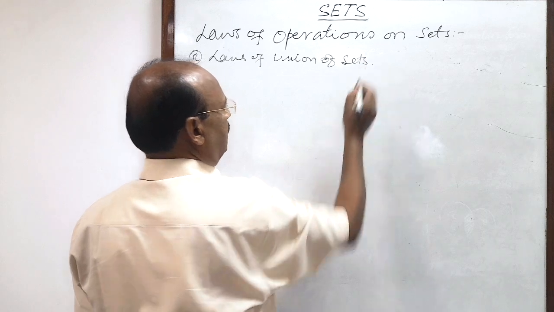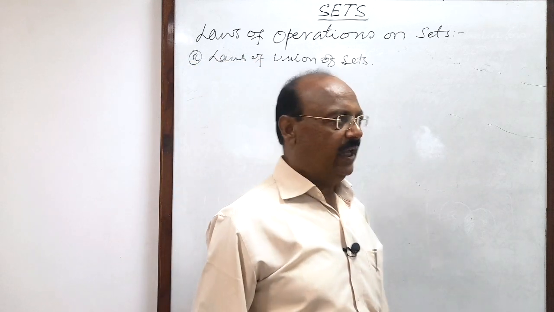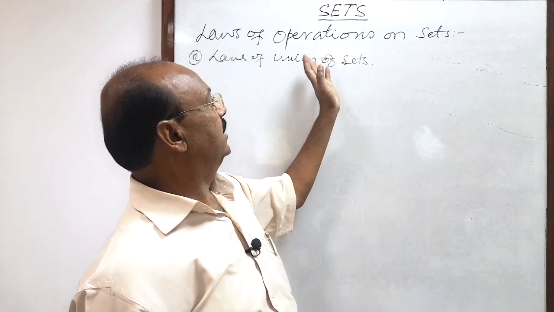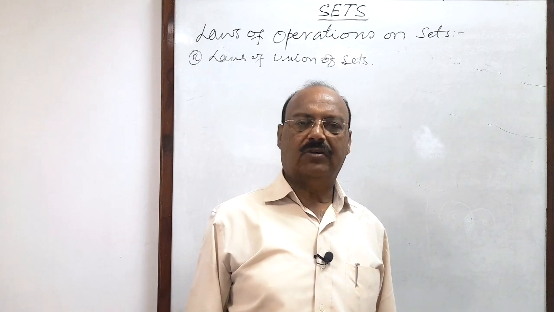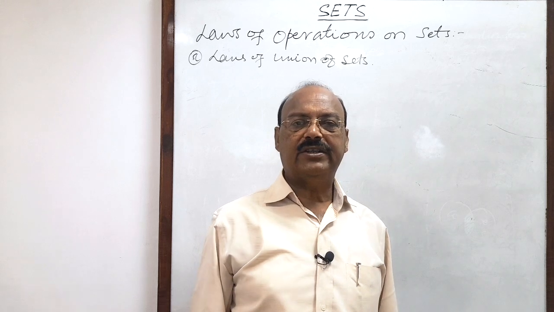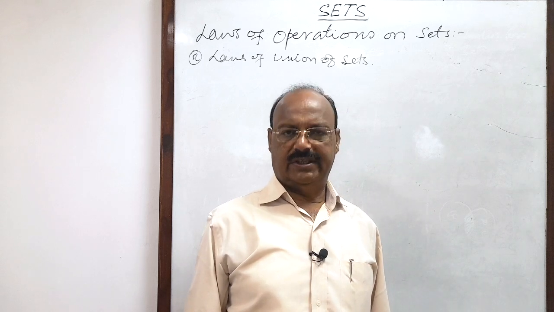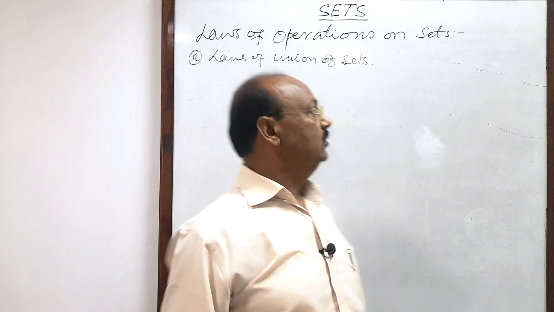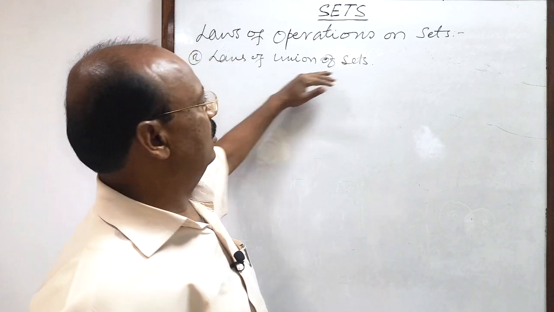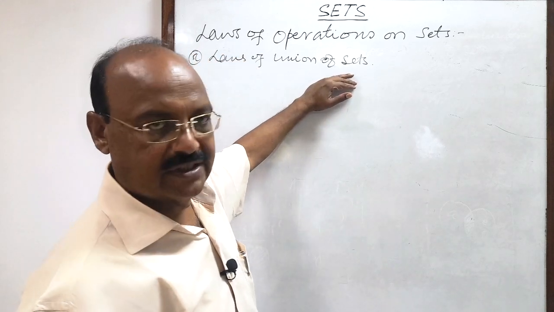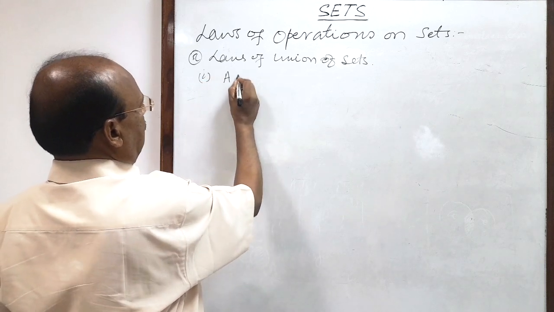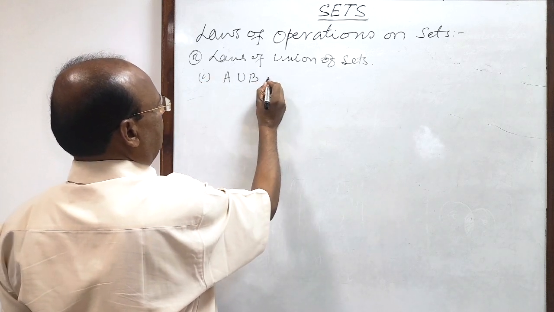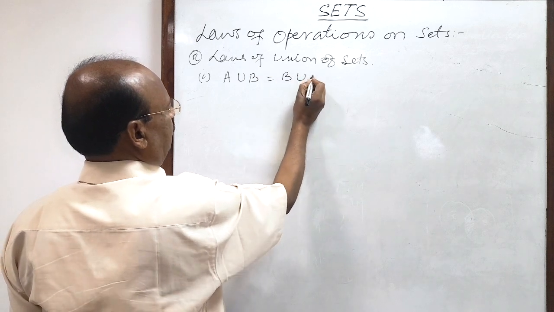You know, there are some operations on sets. As for example, union is a kind of operation on sets. Intersection is an operation on sets. Similarly, complement is an operation on sets, isn't it? So let us see what are the laws of union of sets. So first law, which is A union B, this is equal to B union A.